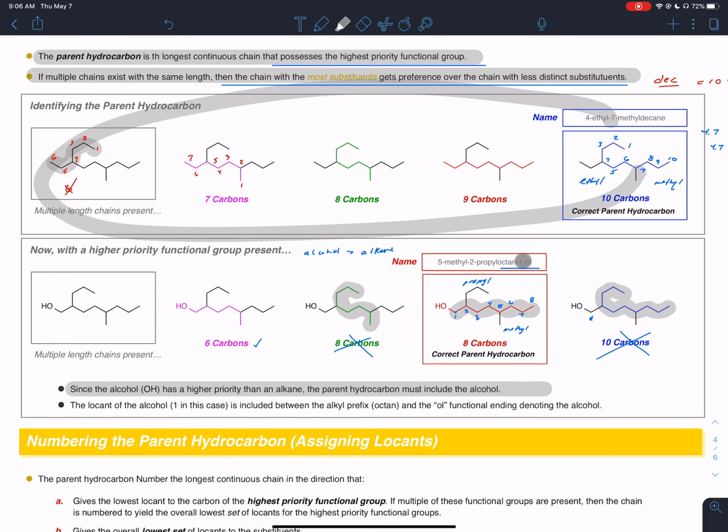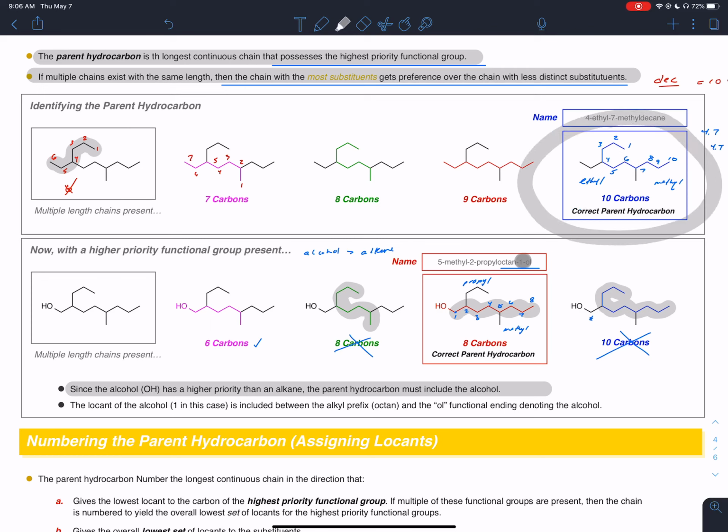And coming back to our first example real quick, if you just had a simple hydrocarbon, you can just find the overall longest continuous chain to figure out the parent hydrocarbon.